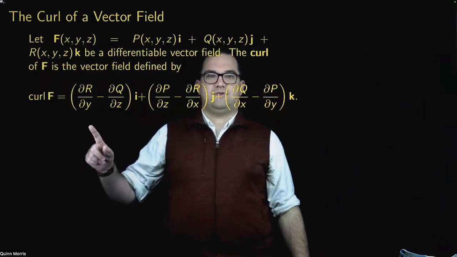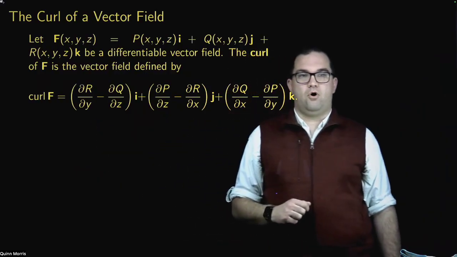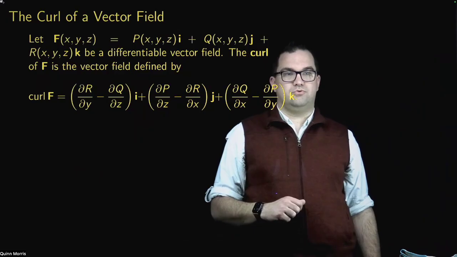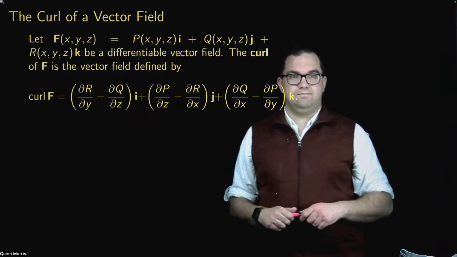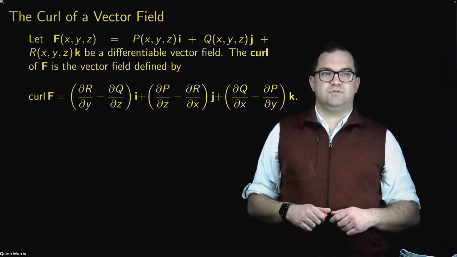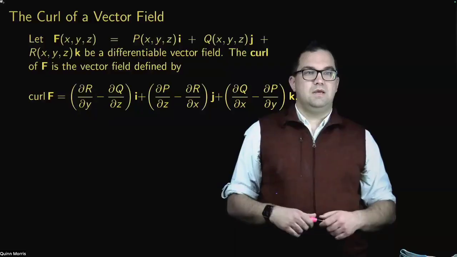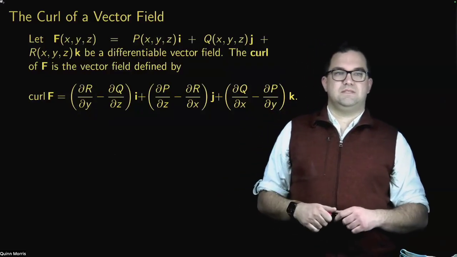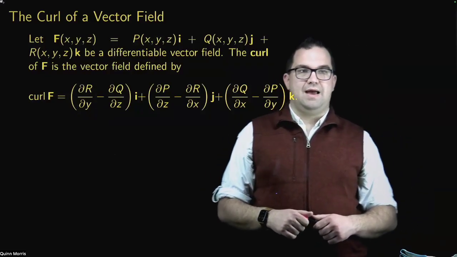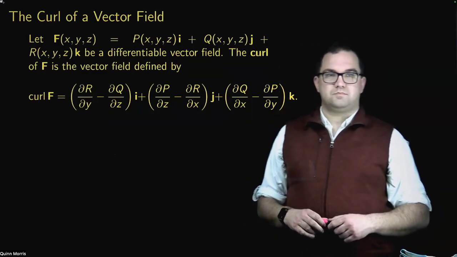It's the vector field whose X component is the partial derivative of R with respect to Y minus the partial derivative of Q with respect to Z. Its Y component is the partial derivative of P with respect to Z minus the partial derivative of R with respect to X. And its Z component is the partial derivative of Q with respect to X minus the partial derivative of P with respect to Y.